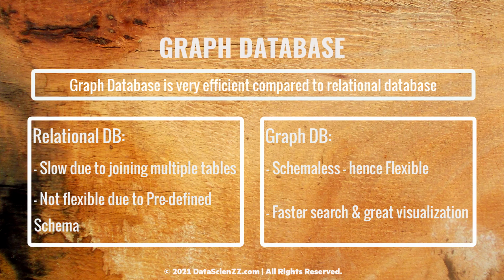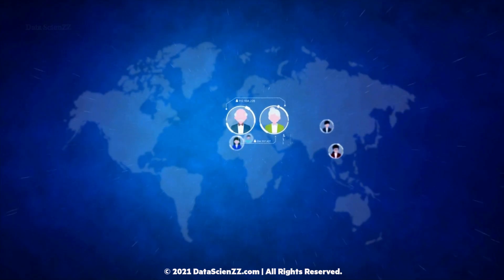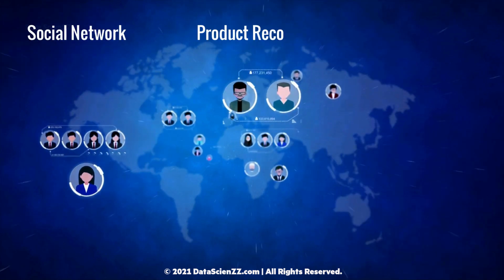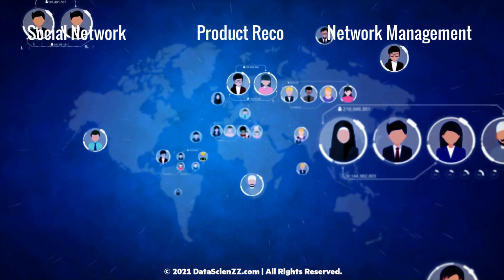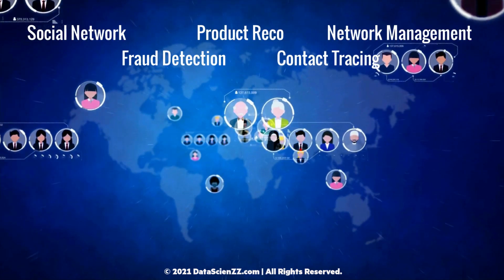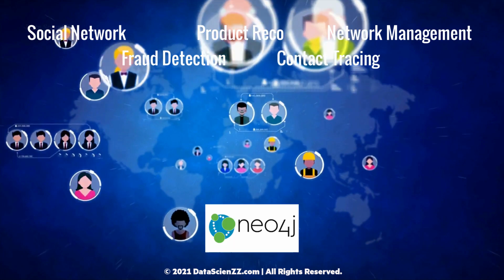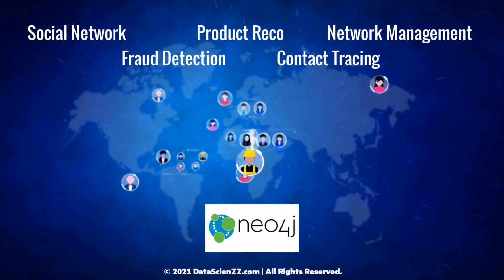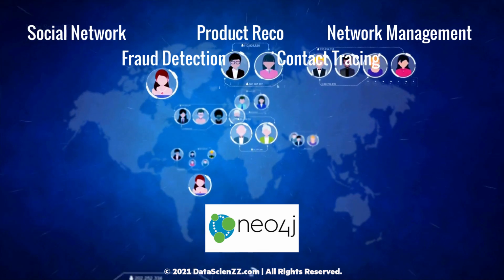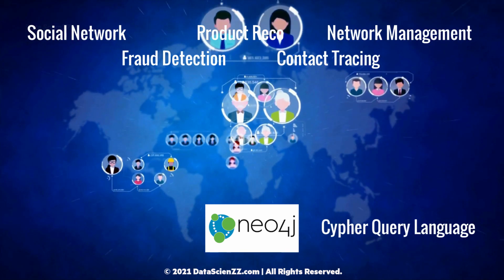Some examples where we see effective use of graph databases are social networks, product recommendation, network management, fraud detection, and recently contact tracing for COVID-19 patients. Neo4j is a very popular graph database. To query Neo4j, we use Cypher Query Language, or CQL.